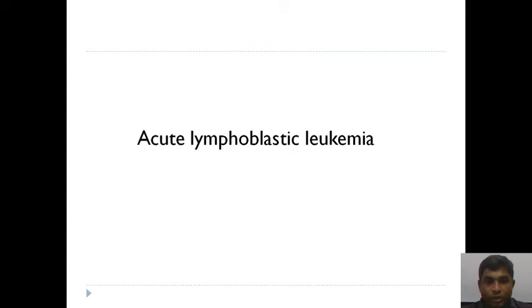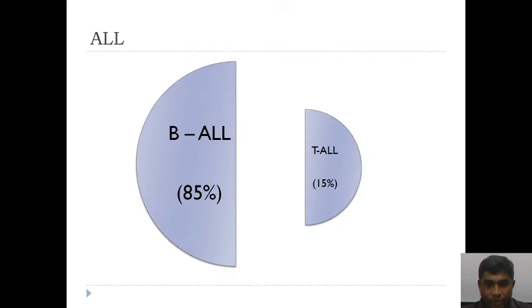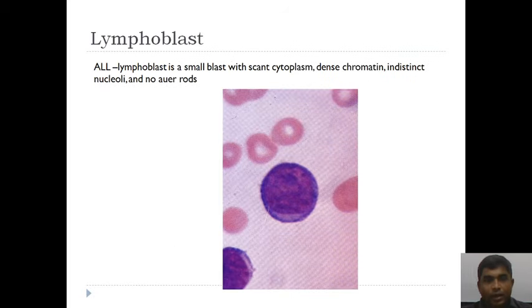So we'll go into a little bit of detail about the morphology and other features of acute lymphoblastic leukemia. When we say ALL, we include both B and T ALL. By and large, B-ALL is the commoner one of the two, which accounts for about 85% of the cases, and the remaining 15% are because of T-ALL. So the important cell in ALL is a blast. This is what we call a lymphoblast.